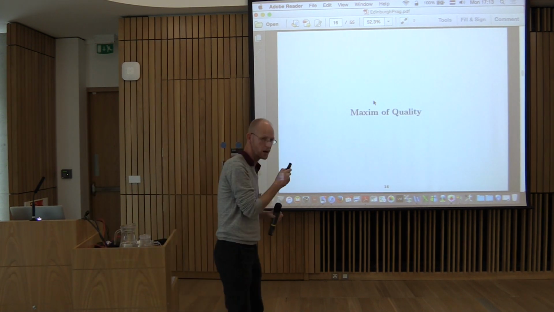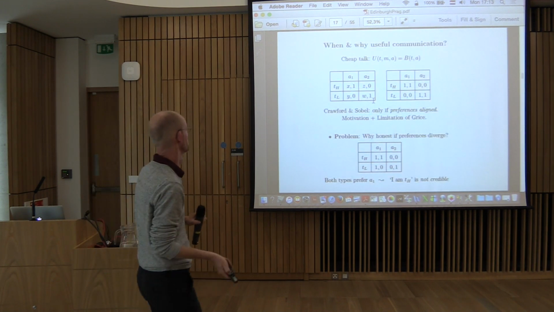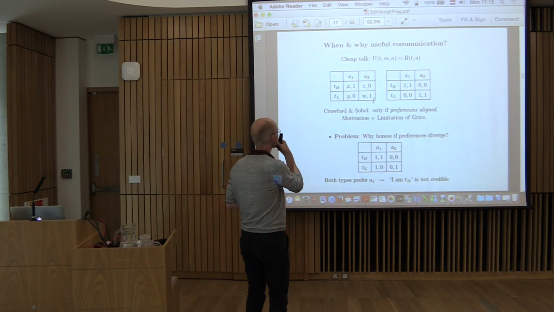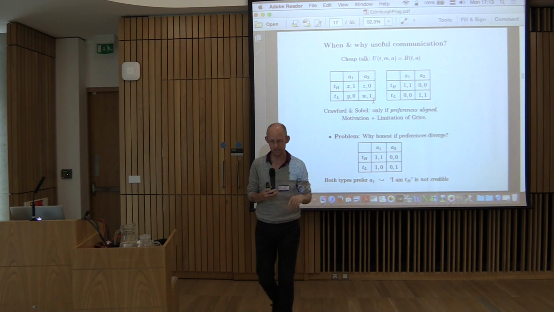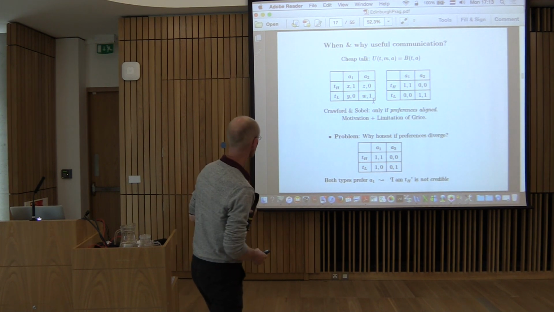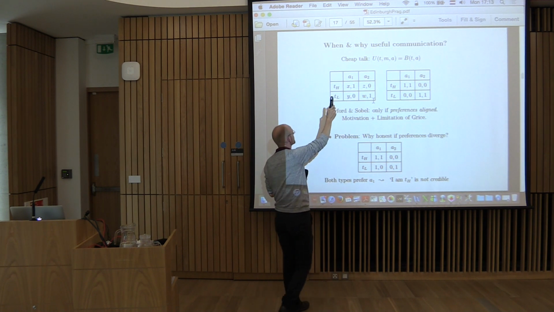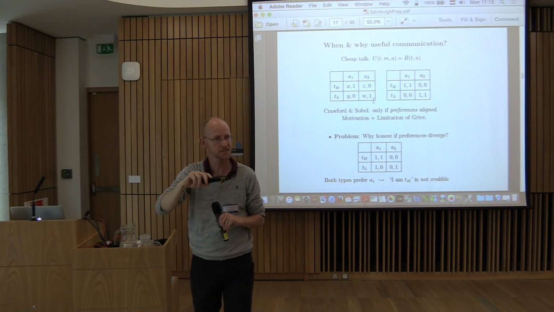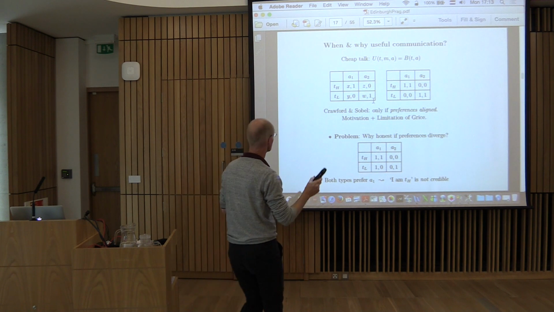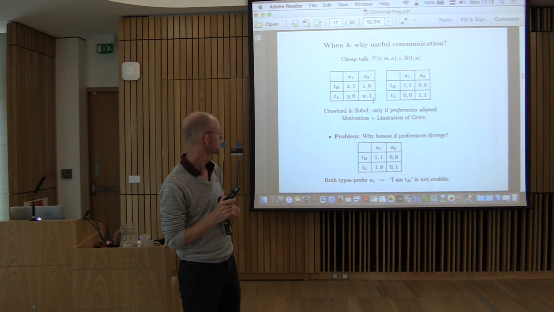Okay. Maxim of quality. Quality says, say only things that are true. Why should you only say things that are true? Well, here's a very simple game, a 2 situation, 2 action game. And this is the general setup. The receiver wants to do A1 in TH, the high quality situation, and he wants to do A2 in T low, yeah? Okay, so these are his preferences.